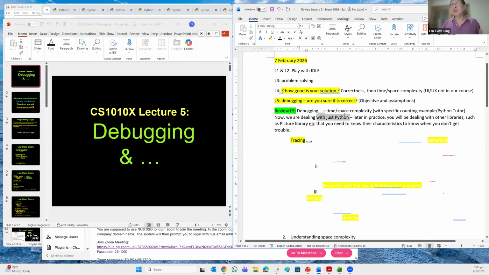We are dealing with just Python, but when dealing with other things, like the picture libraries that you encounter, there are specific things about the libraries. Of course, it's not just about picture libraries. Python is so popular also because it has support from many libraries based on Python, and you write code in Python with them. Of course, you need to know their characteristics to know where the troubles could possibly be in your code.